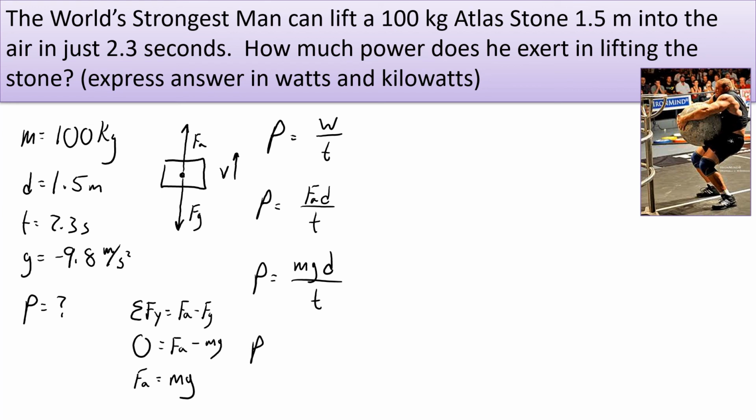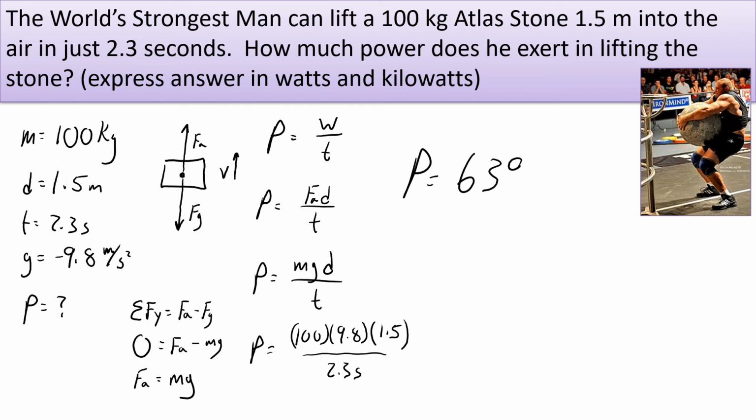And then you could say the power is equal to 100 kilograms times 9.8 times a distance of 1.5 meters in the air divided by 2.3 seconds. And you get a power of 639 watts.